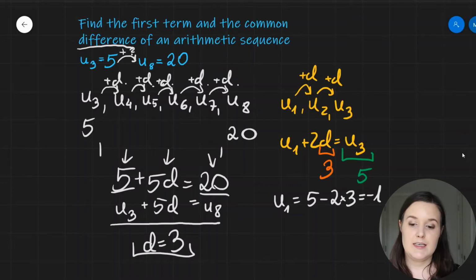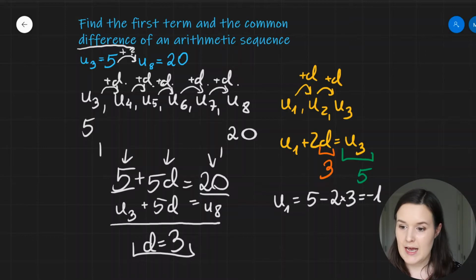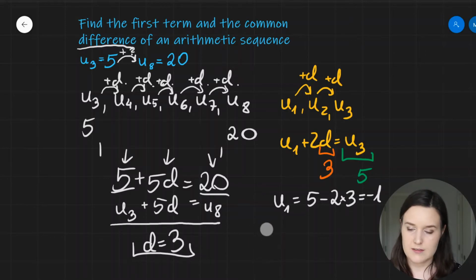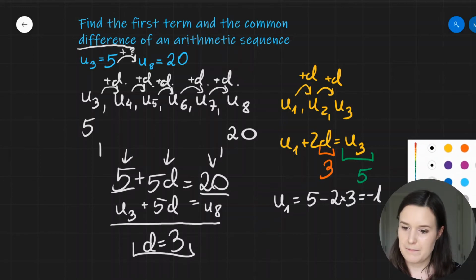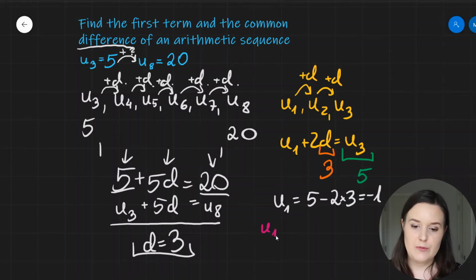So basically we got the common difference and the first term just by using the relation in an arithmetic sequence, just by using the fact that to get from one term to the other I always have to add a certain number of common differences. Okay, so this is my answer, and I will just write it down. Let's use pink. So u1 is minus 1 and the common difference is 3.